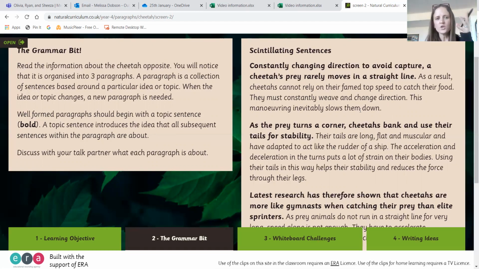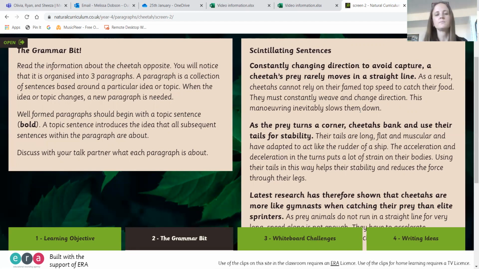So the topic sentence there is that the cheetahs constantly changing direction to avoid capture. A cheetah's prey rarely moves in a straight line. That was our topic sentence about the prey not moving in a straight line. The subsequent sentences, the sentences that follow on to that, are linked to that by saying then that the cheetahs can't rely on their speed because of this, and they are constantly moving and changing direction, and that slows them down. So you can see how the sentences that follow are linked to the fact that the prey doesn't move in a straight line.